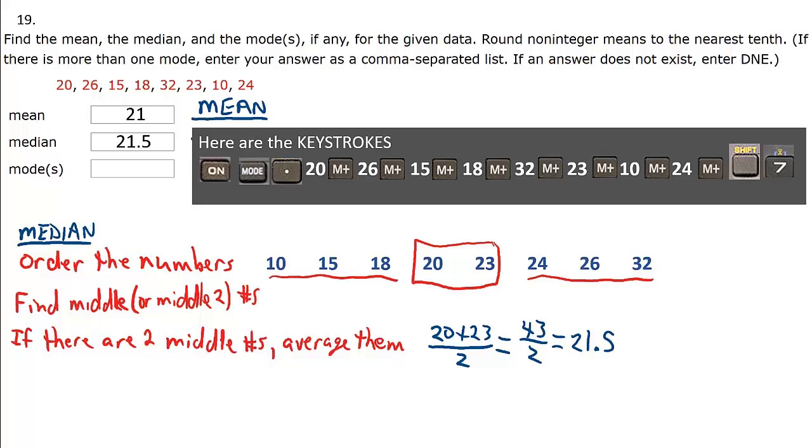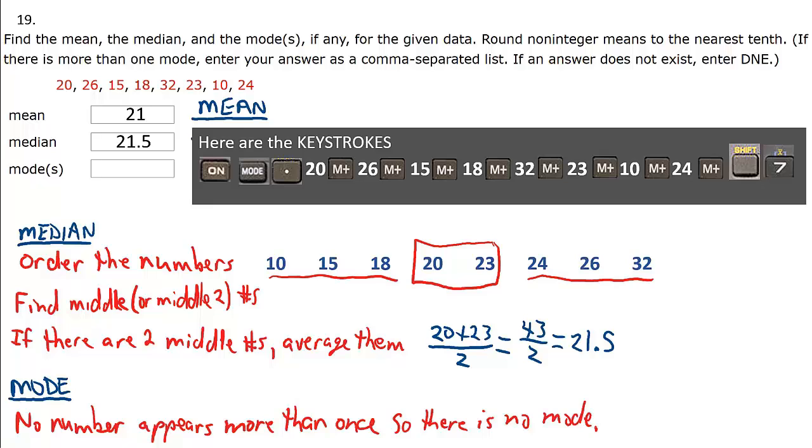That's the median. Finally, let's move on to the mode. The mode is the number that appears the most frequently. In this case, there's not a single number that appears more frequently than any other number, so we say there is no mode, and the problem said if the answer doesn't exist, you put in D and E.